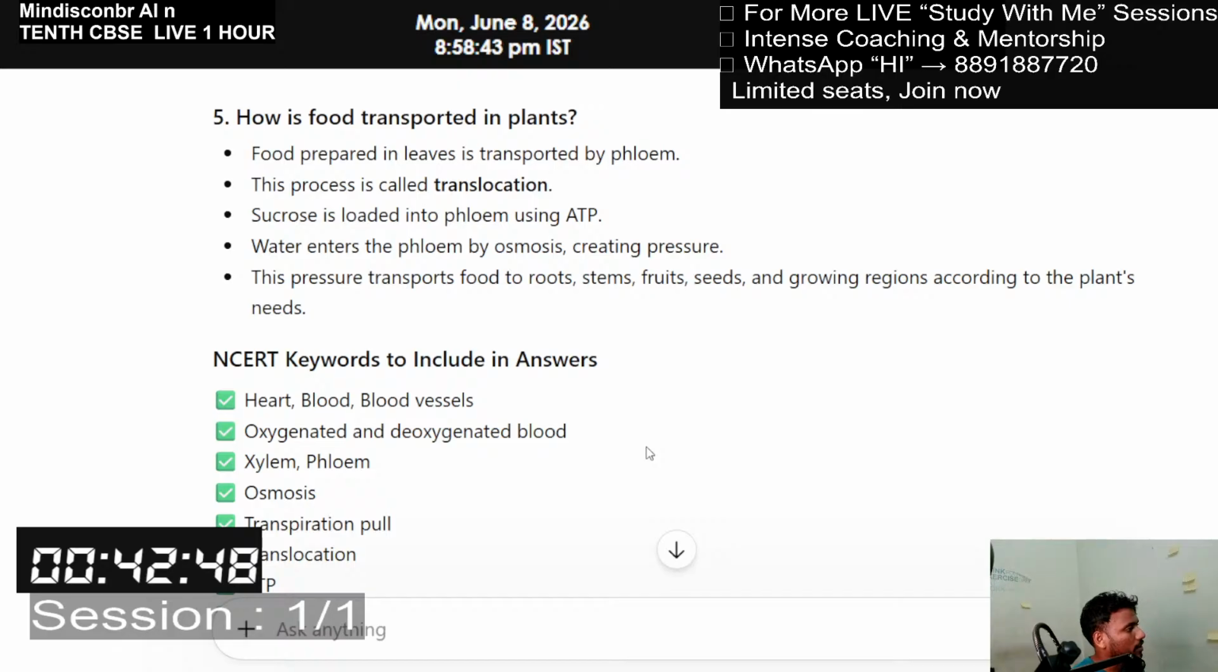How is food transported in plants? Food prepared in leaves is transported by phloem. This process is called translocation. Sucrose is loaded into phloem using ATP.